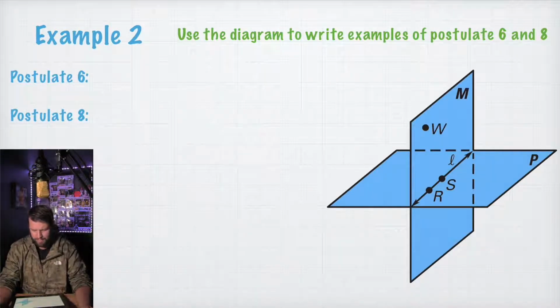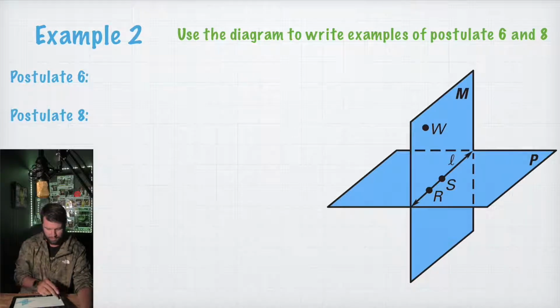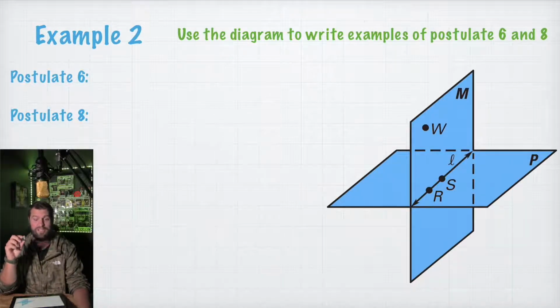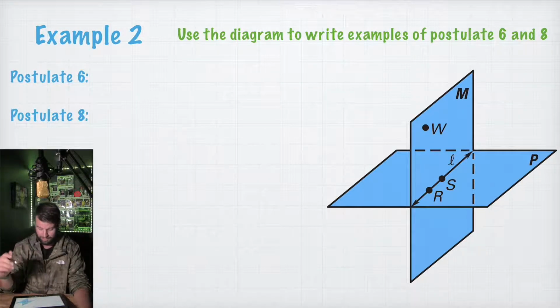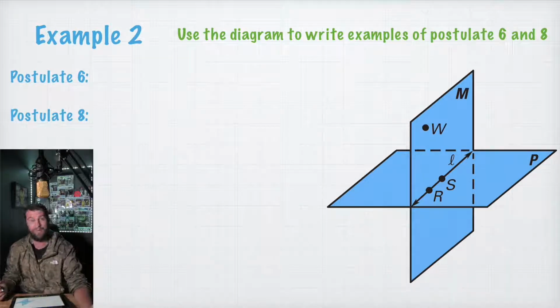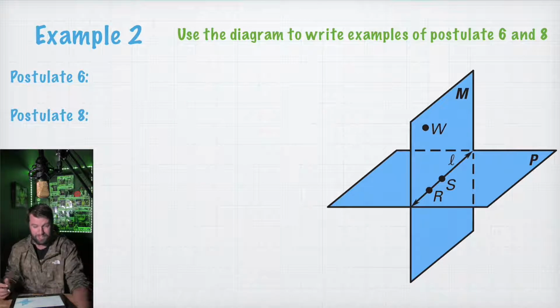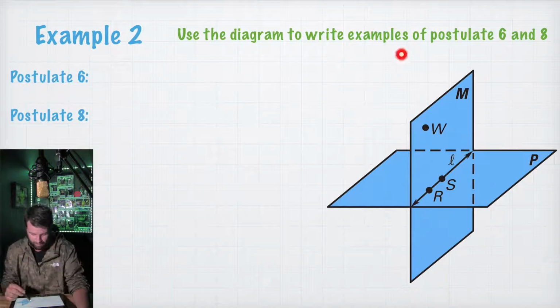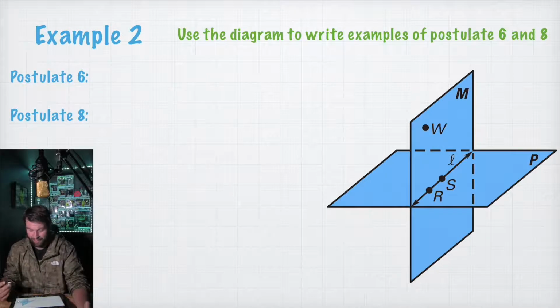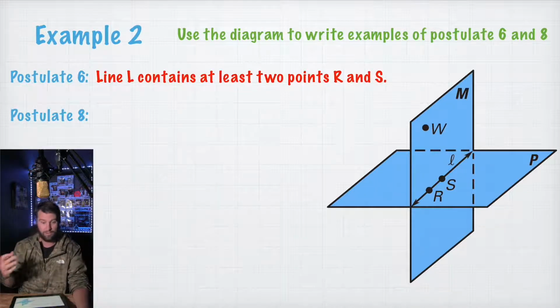Example 2. They want us to use the diagram to write examples of postulates 6 and 8. So the first thing we need to do is go back and let me read postulate 6 for you, because we'll do that one first. Postulate 6 says a line contains at least 2 points. So on here, anywhere, do you see a line that contains at least 2 points? Well, there's only one line that I can see, and it's line L. And it contains points R and S. So we could use it to write an example of postulate 6. We'd say line L contains at least 2 points R and S.